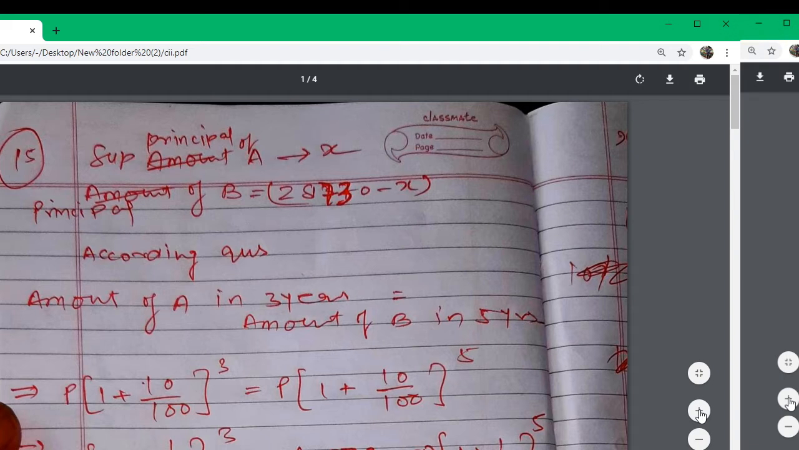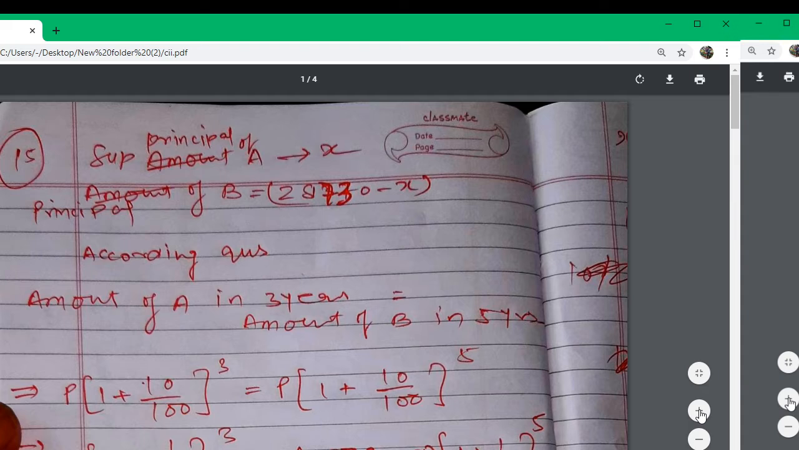Students of class 9, I am going to explain your question number 15. Yesterday I explained question numbers 9 and 10, and questions 11, 12, 13 and 14 you have to do on your own, because these questions are very simple. If you have any problem in these questions, then you can contact me.